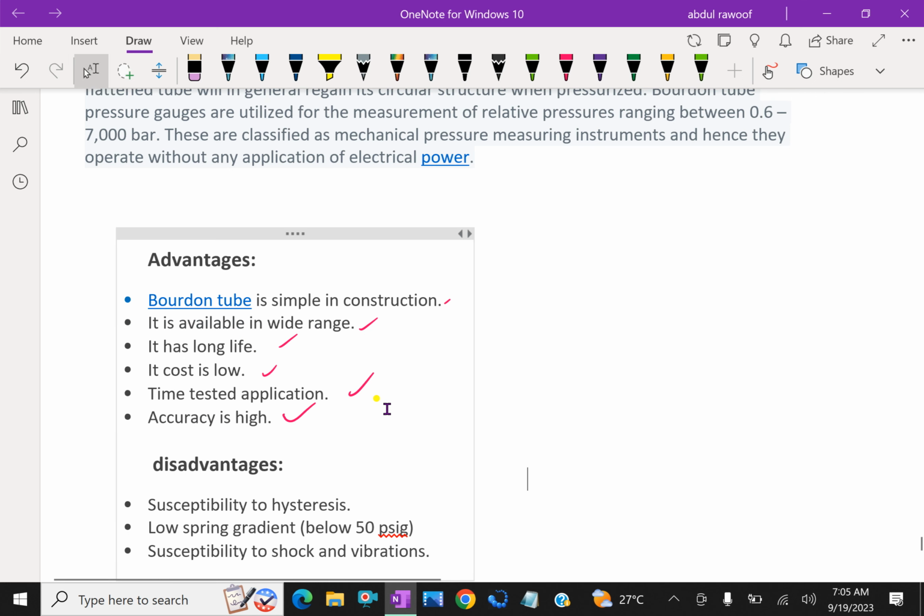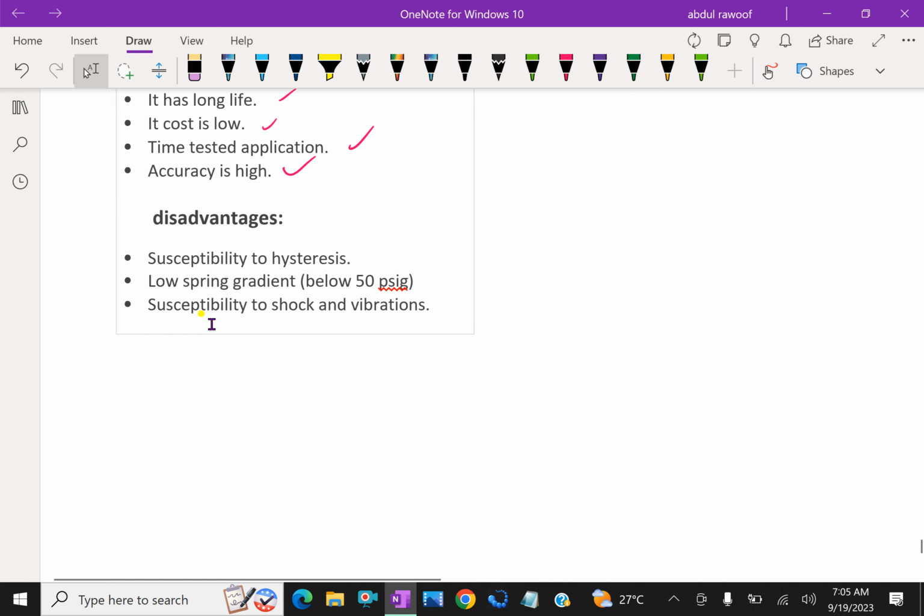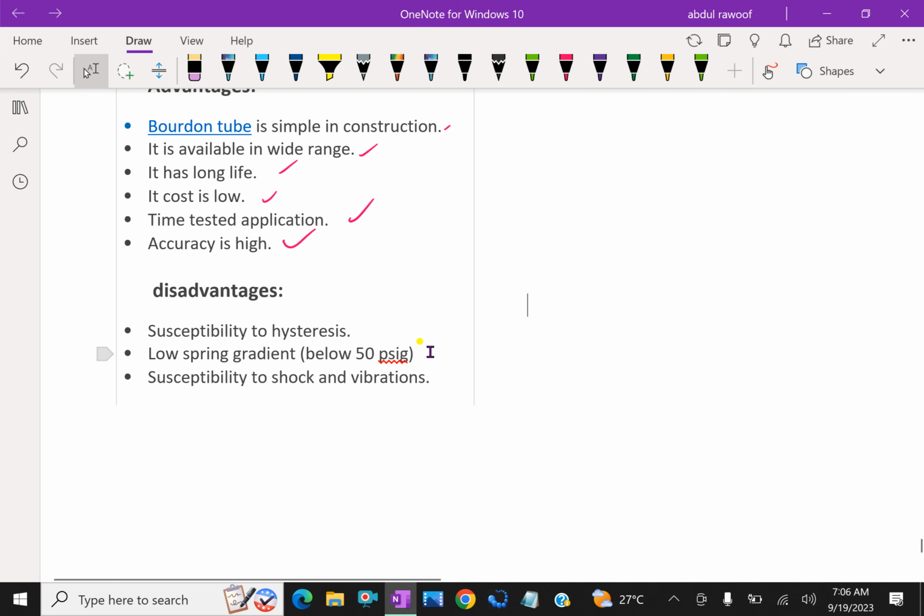Disadvantages: susceptibility to hysteresis, low spring gradient below 50 psi, susceptibility to shock and vibrations. That means the pressure reading may be affected due to shock and vibration.